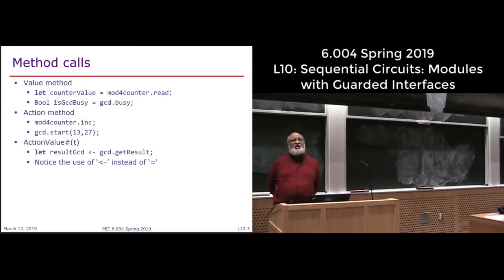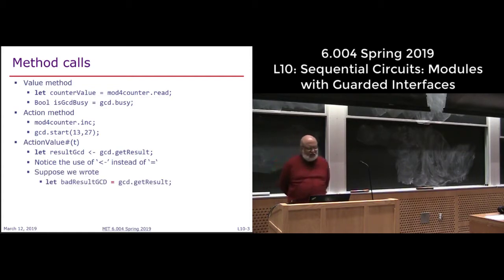And this is a subtlety you have to understand, and you cannot make syntactic mistakes, otherwise lots of things will go wrong. So suppose I wrote equals instead of left arrow. What is the type of the right hand side? What is the type of GCD.getResult? It's an action method, right? And what do you want from it on the left hand side? You don't want an action method, you want a value of type t, right? So these are two different beasts altogether.